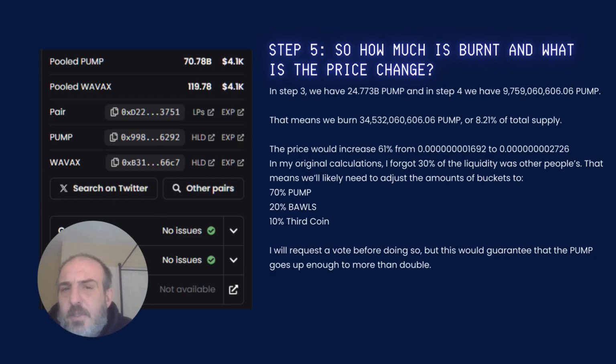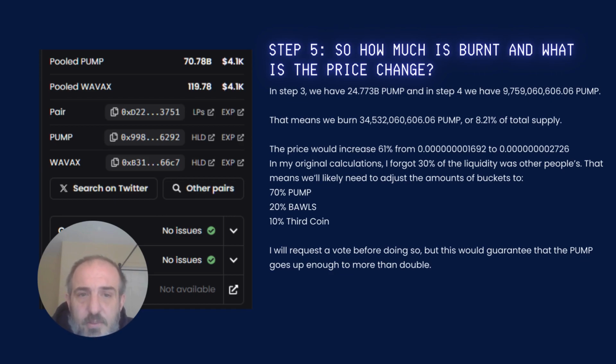So, how much is burnt and what is the price change? In step 3, we have 24.773 billion pump, and in step 4, we have 9,759,060,606 pump. That means we'll have around 34.5 billion pump that will burn, or 8.21% of total supply. The price would increase 61% from a bunch of zeros, 0.1692 to a bunch of zeros, 2726, and that's measured in AVAX. In dollars, it would actually lose a decimal.